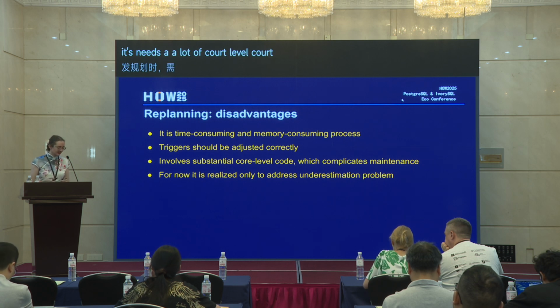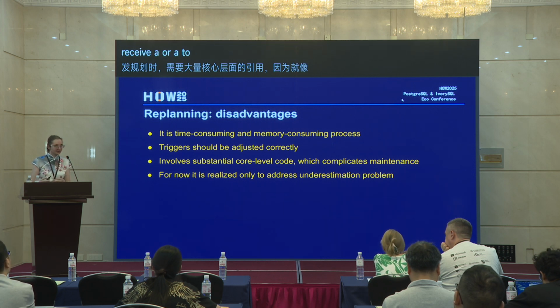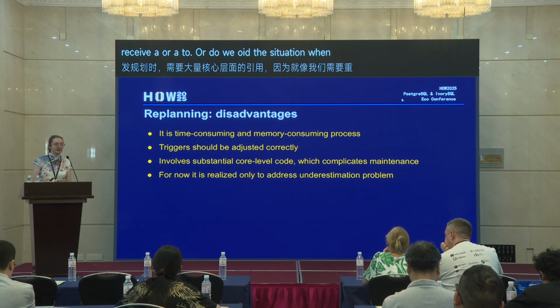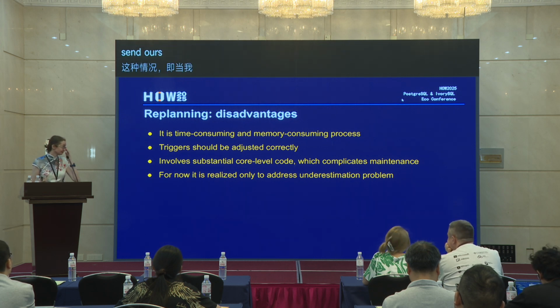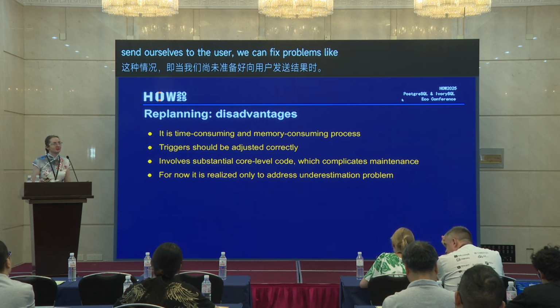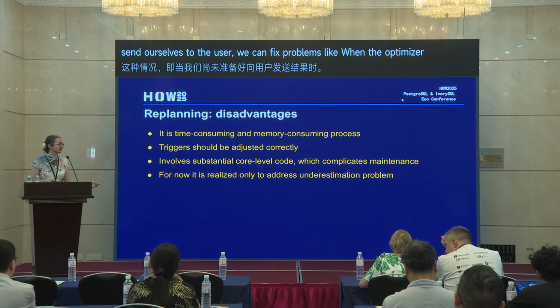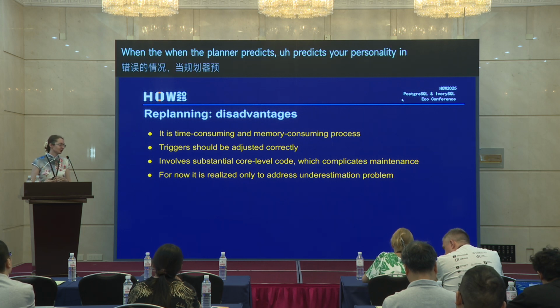We needed to rewrite a receiver to avoid the situation when we are not ready to send results to the user, and we can fix problems like when the planner predicted cardinality incorrectly, like the underestimation problem.